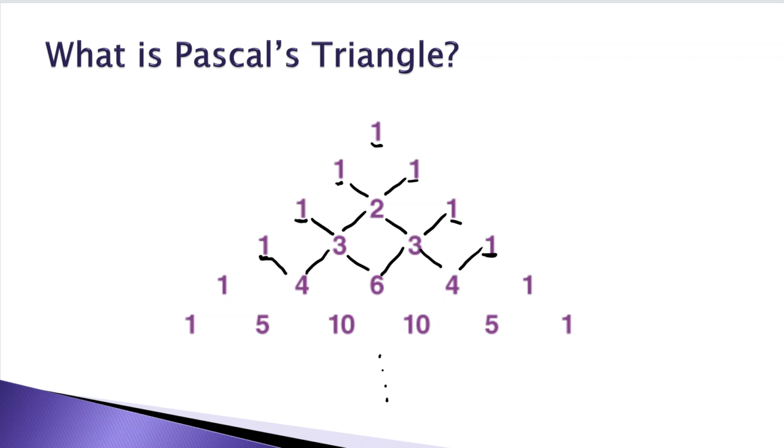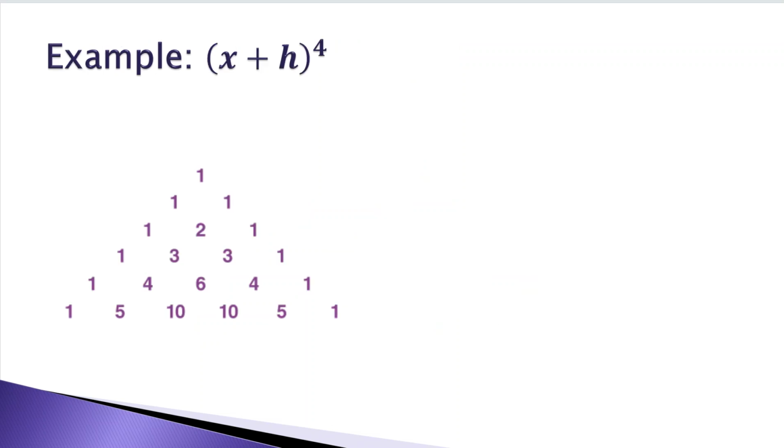So, what do I mean by expanding a binomial? This is a binomial. It has 2 terms in it. Terms are added. Okay, so the x and the h are added. They're both terms. But that binomial is raised to the 4th power. And I want to multiply that out. Now, I could multiply it by hand. I could use FOIL. It gets pretty messy. But there's another way that I can do this, and that's by using Pascal's triangle.